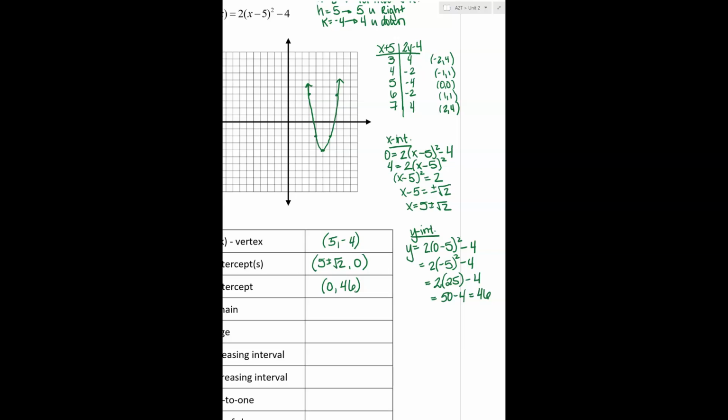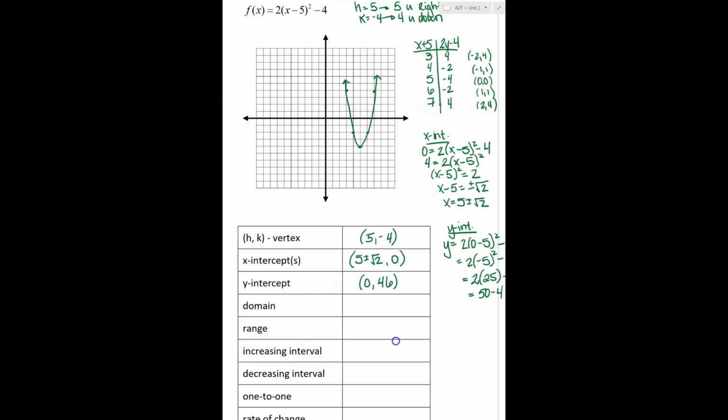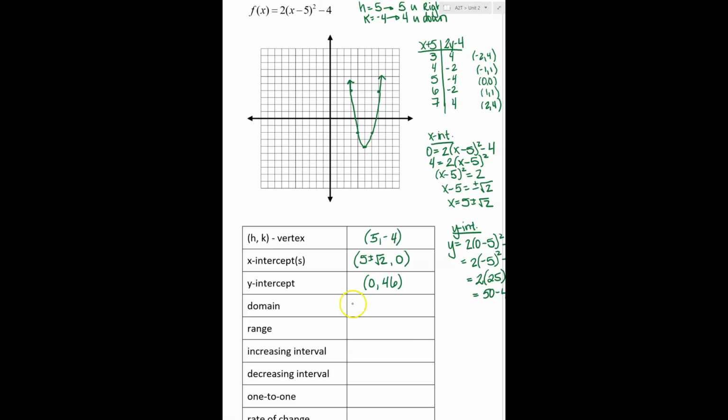Okay, so now we've found not only the vertex, but our x and y intercepts because we know they exist. We can see them. The domain, again, is going to be all real numbers or -infinity to +infinity. The range, since it opens up, it's going to be greater than or equal to the k value. Or we're going to say from -4 to infinity.